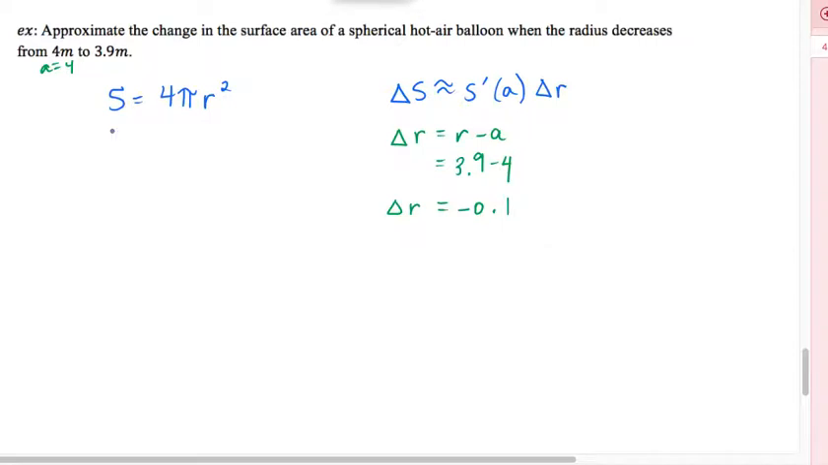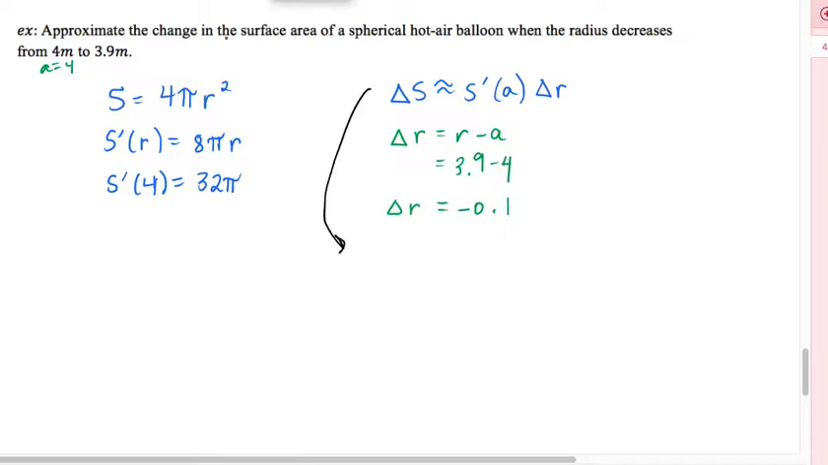In order to find S prime of A, we're going to need S prime of R first. So bringing the 2 down, we get 8 pi R to the first is that derivative. So then we need S prime of 4 for S prime of A, plugging in 4 here, we get 8 times pi times 4, that's 32 pi.